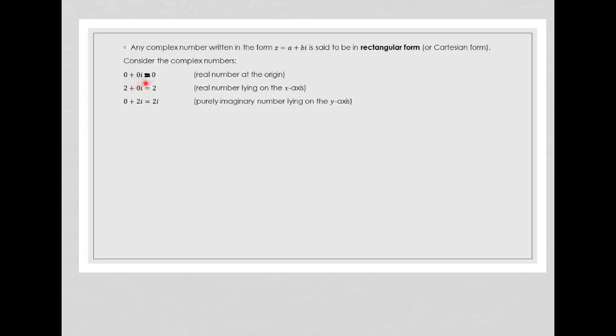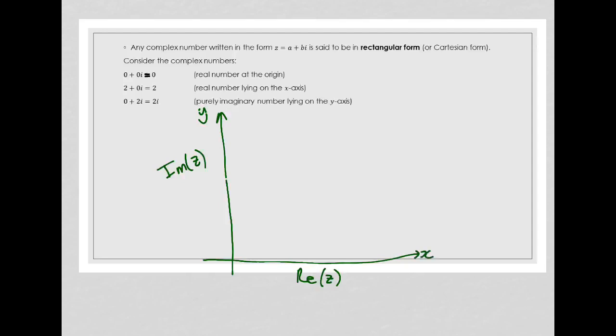0 plus 0i equal to 0. This is a real number at the origin. Right, so if we have again the plane where the y-axis is the imaginary part and the x-axis is the real part, then how do we represent 0 plus 0i? So it's 0 on the real, 0 on the imaginary part, so it will be at the origin.